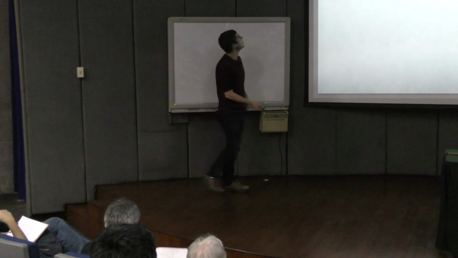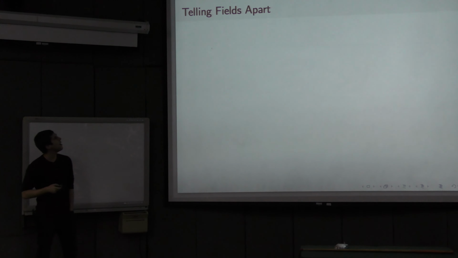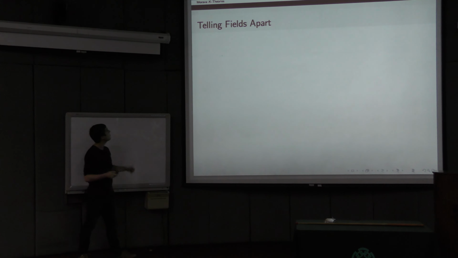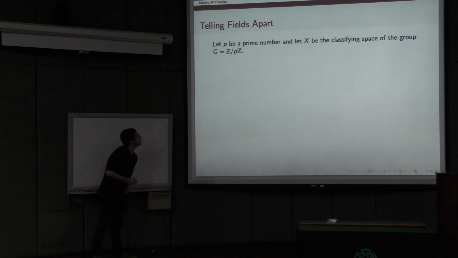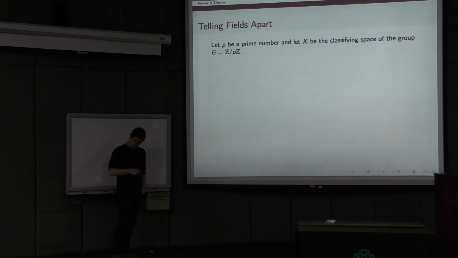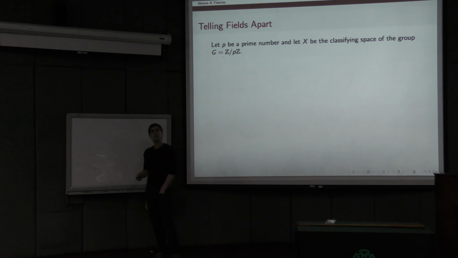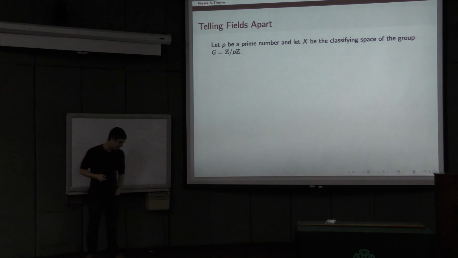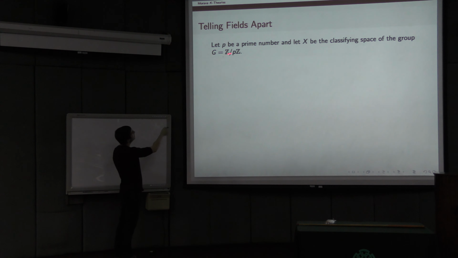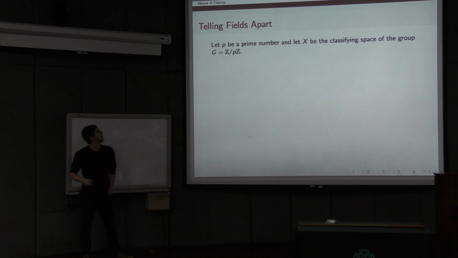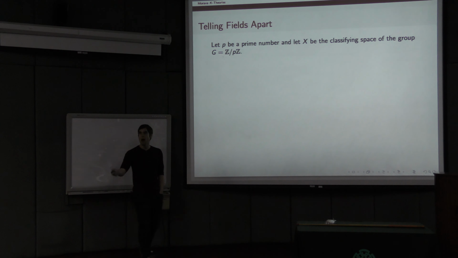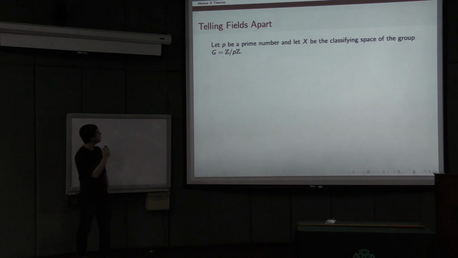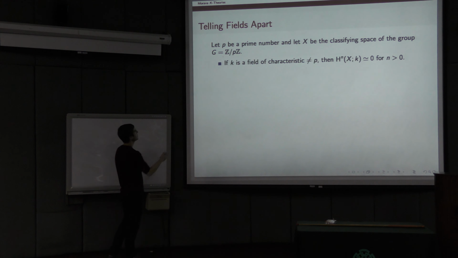Okay, so the first thing that I want to do is talk about how you could tell that two fields have different characteristics. Remember these ring spectra, first and foremost, they're cohomology theories. And so what they give you is invariants of topological spaces. So I want to apply these cohomology theories to a particularly simple example of a topological space. So let G be the cyclic group Z mod P, and let X be the classifying space of G. It means the Eilenberg-MacLane space K(G,1). It's a space whose fundamental group is G, and it has no higher homotopy groups.